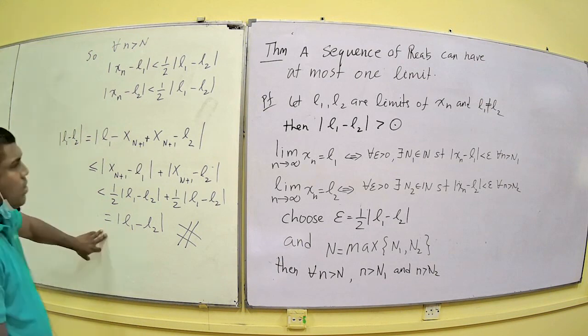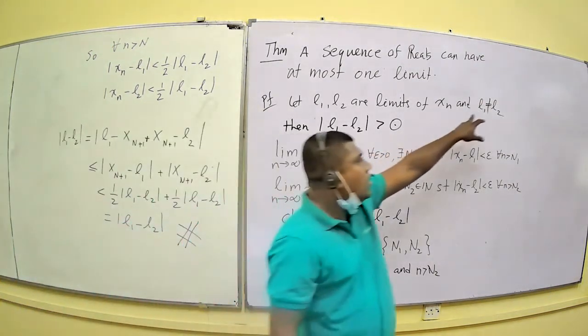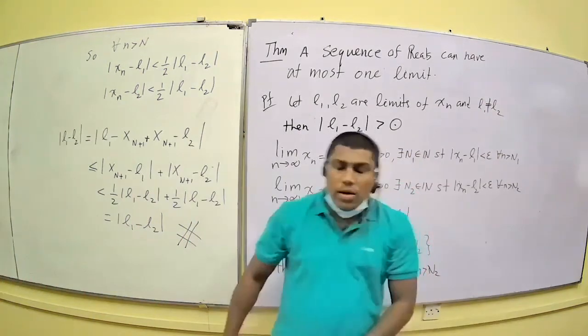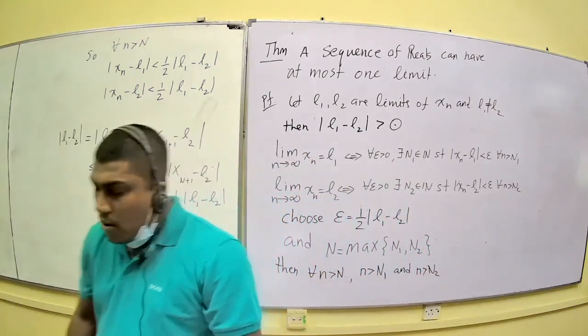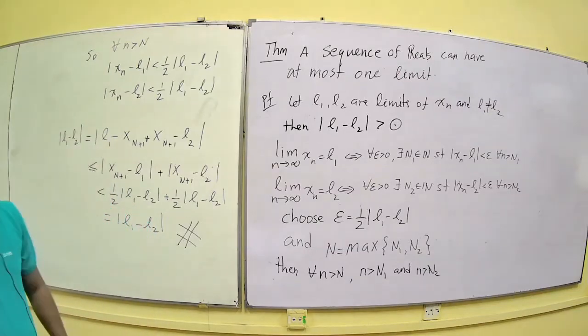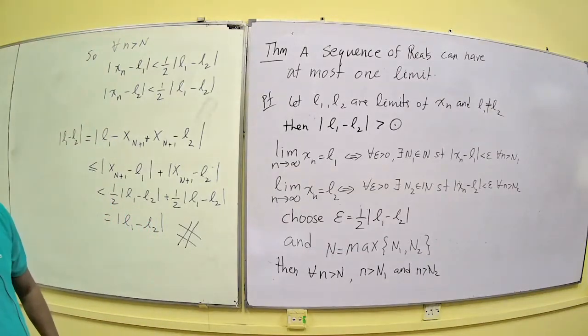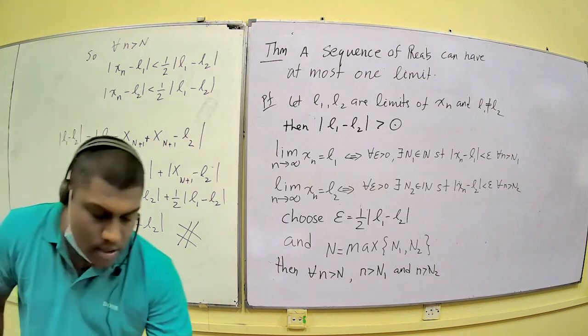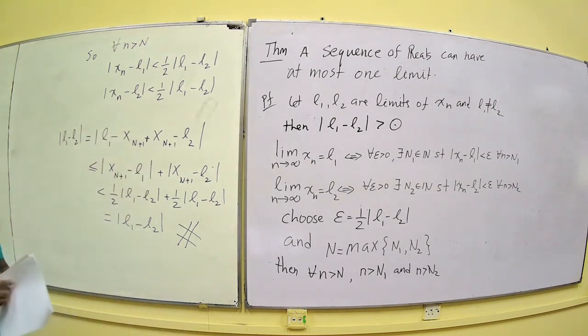So your assumption is wrong. That means these two cannot be not equal, so both of them are equal. So this guarantees that the limit of a sequence, if it exists, is unique, right? So that is the proof of uniqueness of the limit of a sequence.